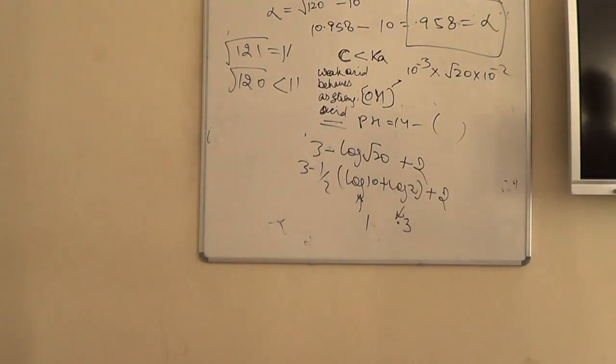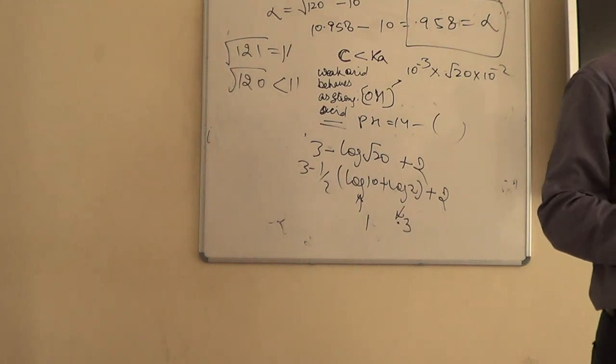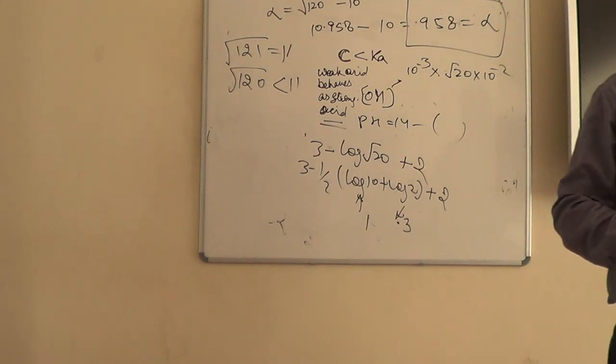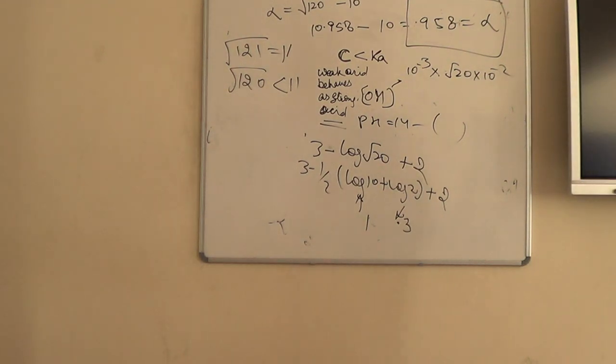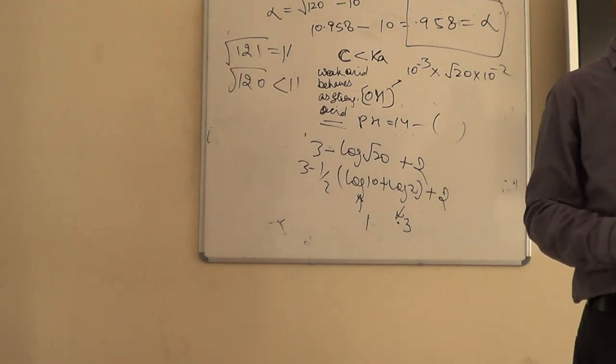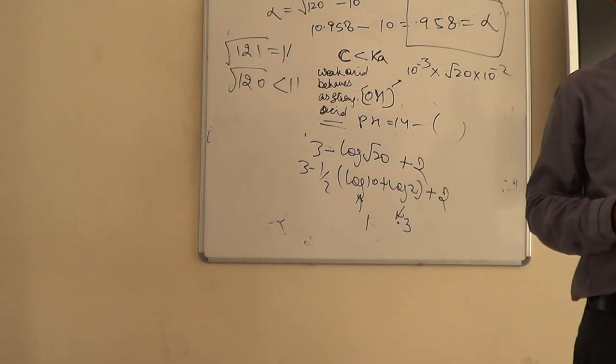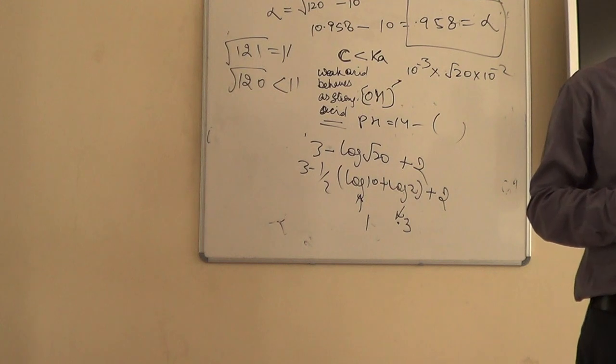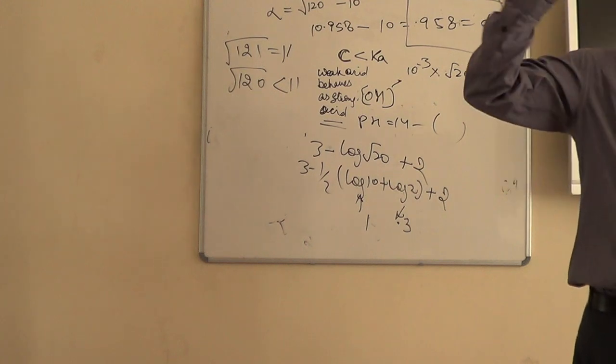If you see, 10 to the power minus 5 is the Ka, and we took 10 to the power minus 6 as the concentration. Then you can take the H plus concentration as 10 to the power minus 6. So alpha comes out close to 1.